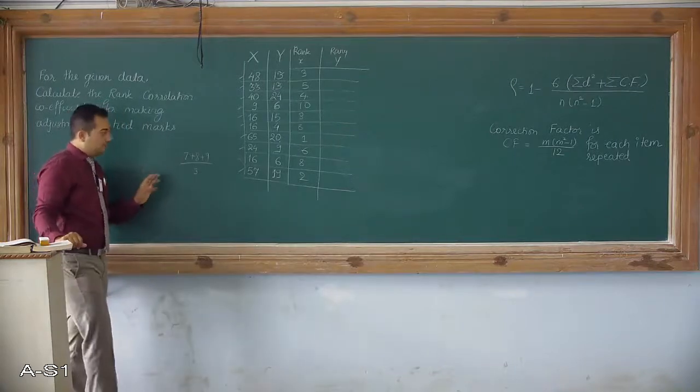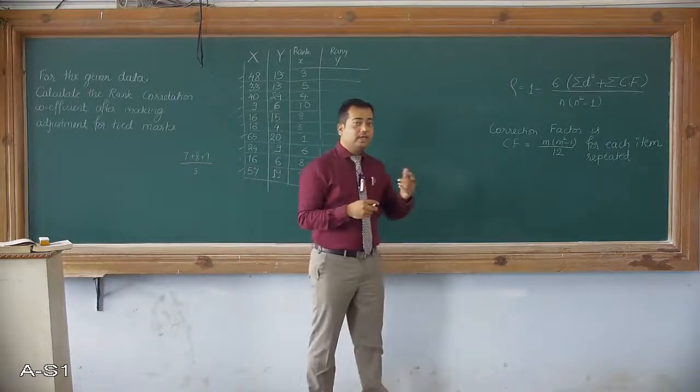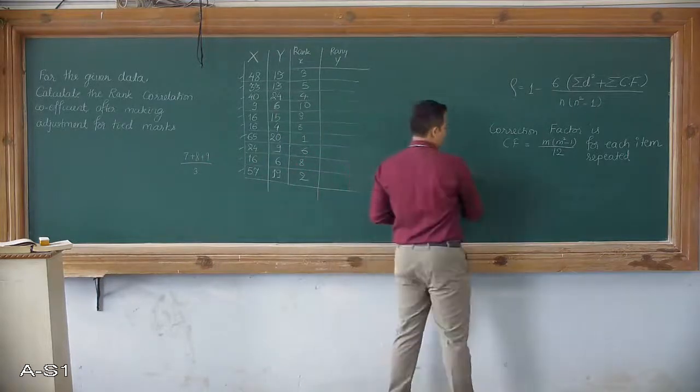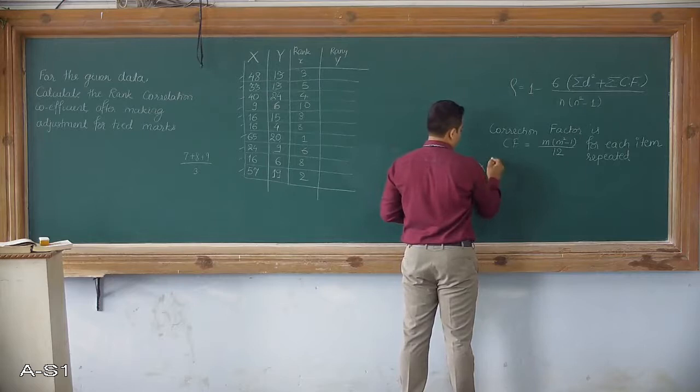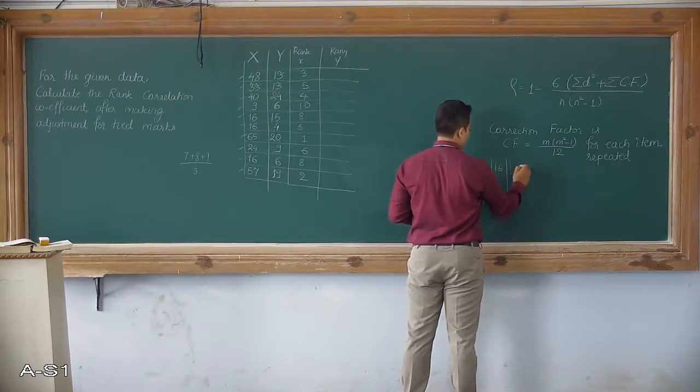Okay. Now let me note this, because later we have to calculate the correction factor. So to calculate the correction factor, note that in the X series, 16 is repeated 3 times.